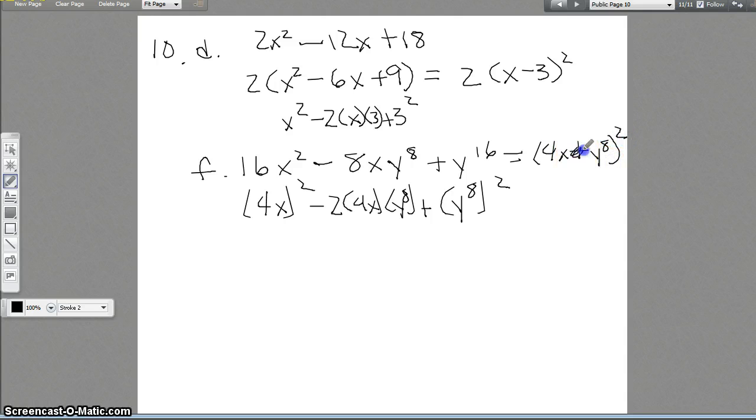Oh, I'm sorry, not plus. It is (4x minus y to the 8th), and then we square it. So I'll rewrite that: (4x minus y to the 8th) squared. So that's how we do this. This is number 10, which is just like number 17 that I assigned for homework.